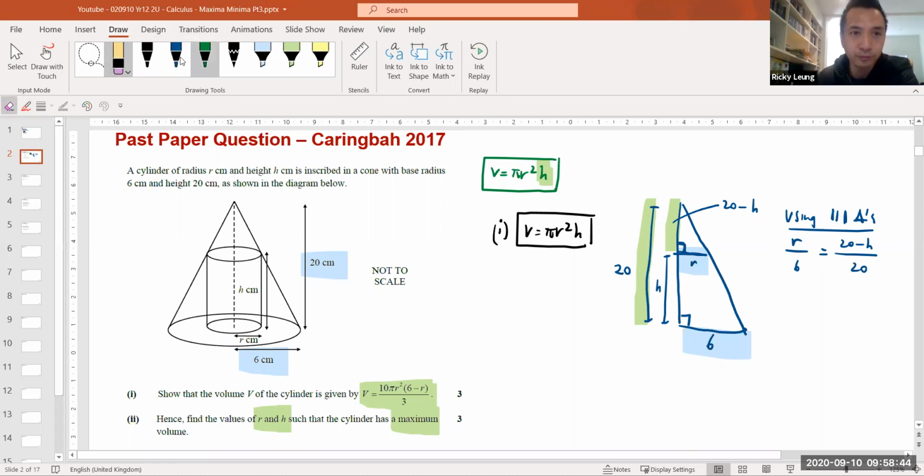Cool. What am I trying to do? I need to replace h with r. So I'm going to try to make this h here the subject. So pretty straightforward. Times the 20 up. So 20r on 6 equals to 20 minus h. This simplifies to 10r on 3. And then basically make h the subject. So h equals 20 minus 10r on 3.